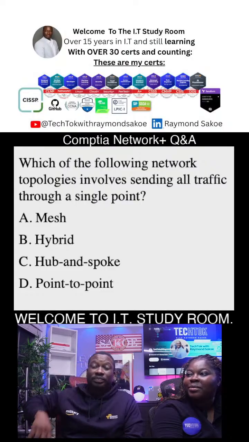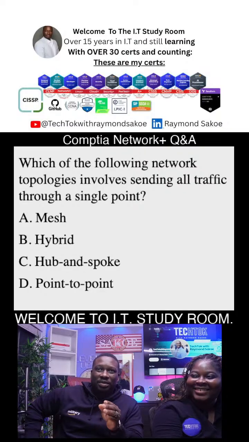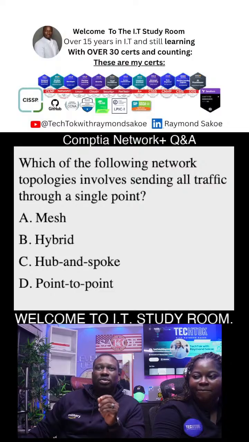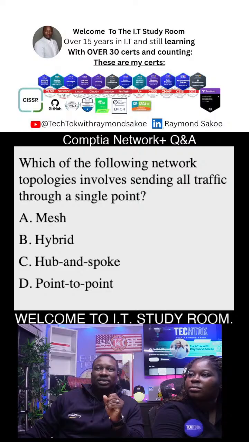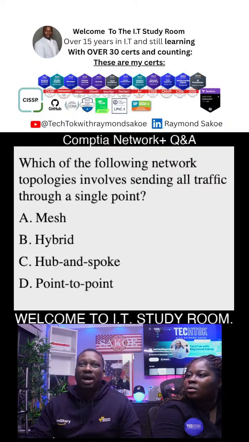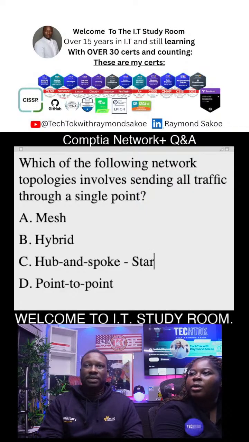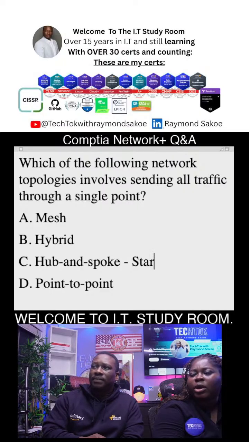So it's asking which of the following network topologies involve sending all traffic through a central point. A simple example would be a switch. Sometimes it's called hub and spoke or star topology. Just think of a tire.